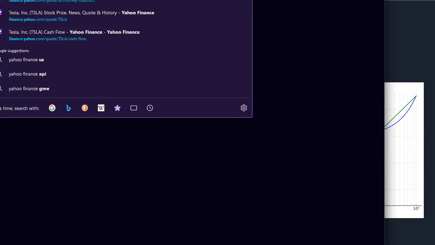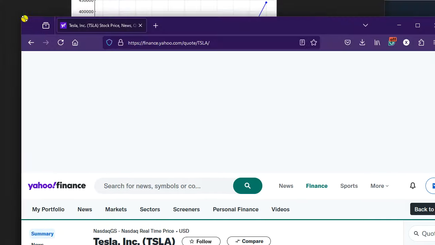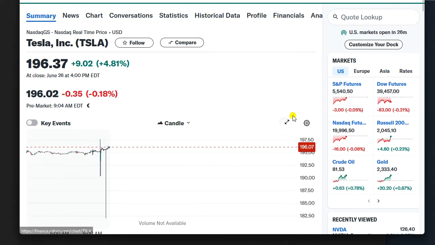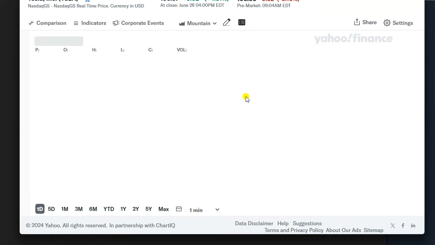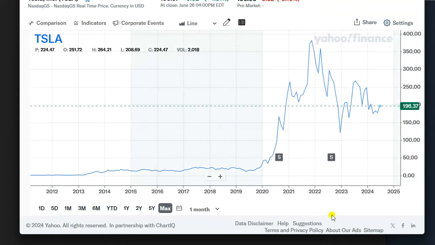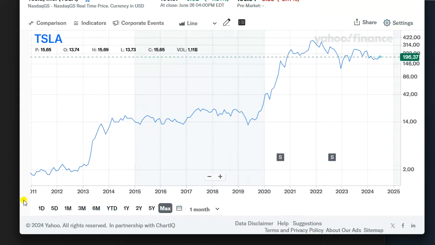In fact, let's do this. Let's have a Yahoo Finance chart of Tesla. Okay, so here we have the chart. Computer is a bit slow today. Let's expand the chart so we can do some charting analytics. Here you see the y-axis scale, we can select logarithmic, and now we actually get a log linear plot, right?